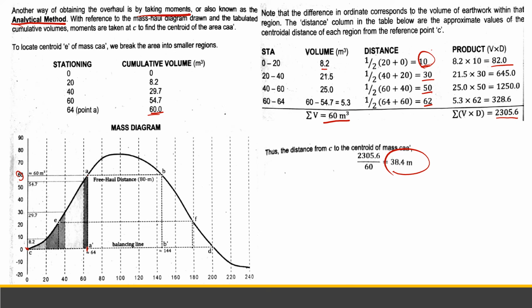So using this analytical method, it is more accurate. So earlier, we just estimated the midpoint from C to A prime as 38. But using the analytical method, it is more accurate. So that is 38.4. So that is where point E is projected. So this is 38.4.